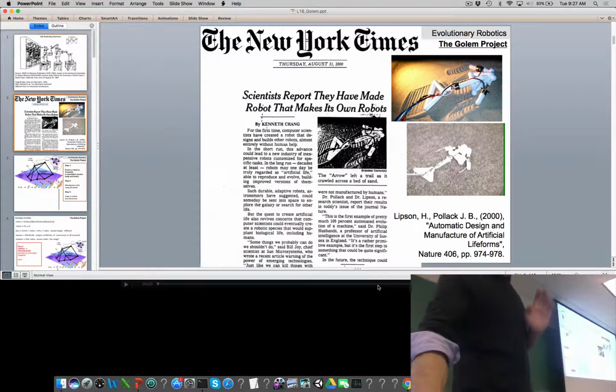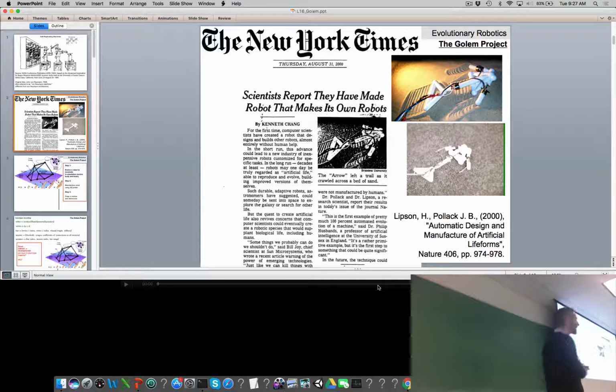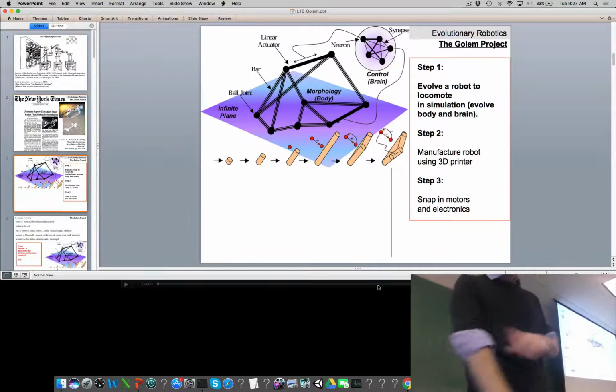So the Golem project was an attempt to try and do this, where the idea would be someday, instead of sending a robot to another planet, we would send a 3D printer, and that 3D printer would somehow get material from the planet and start to print 3D robots in situ, on site. That's the basics of the Golem project.